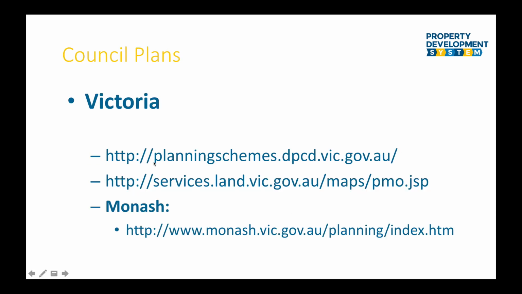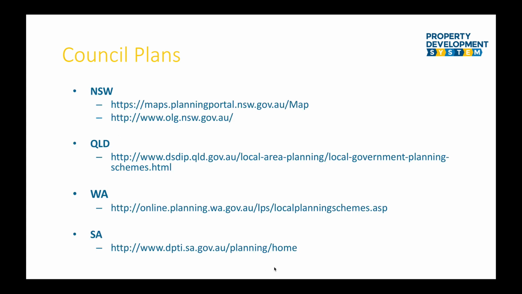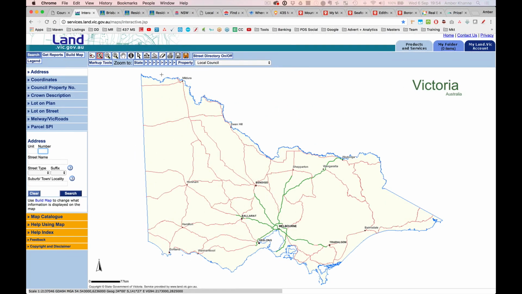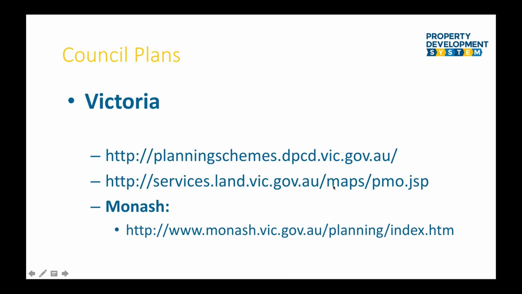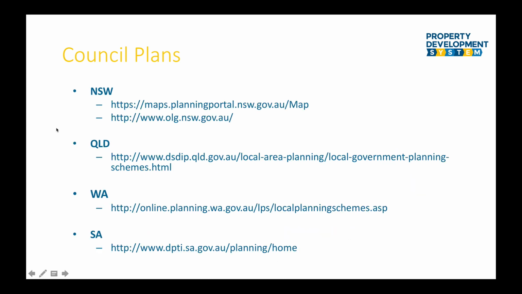review in your time. So these are the places where you can actually go and get council plans. This is for Victoria, and I'll show you all these sites. And this is for New South Wales, Queensland, WA, South Australia, and so on. So this is what they look like. If you go to land.vic.gov.au, services.land.vic.gov.au, maps.interactive, all these sites are available here, and if you ever search for any of these sites, you will be able to find them pretty quick.